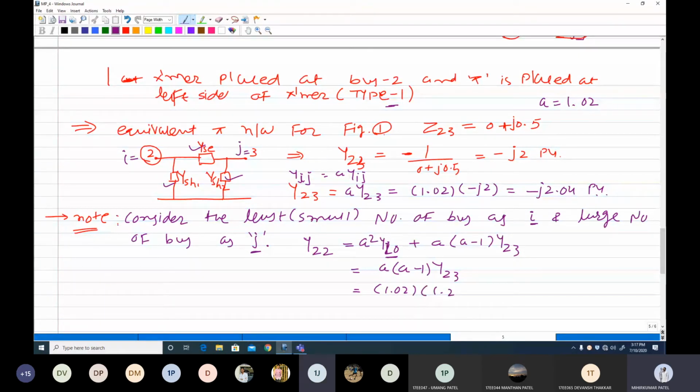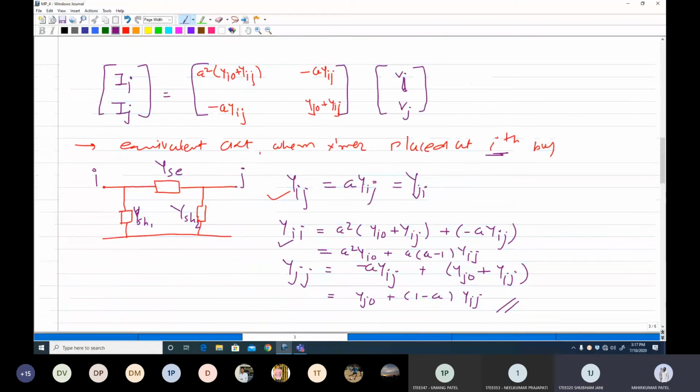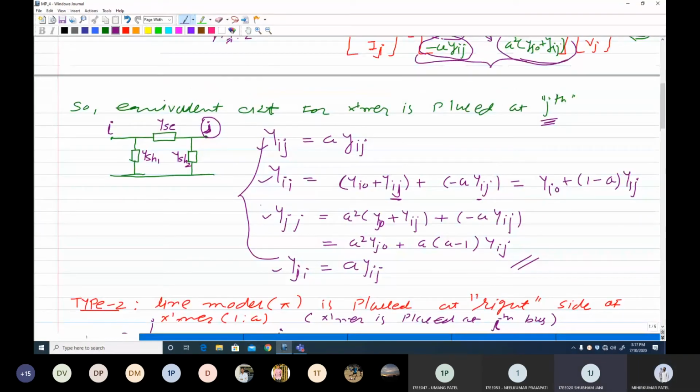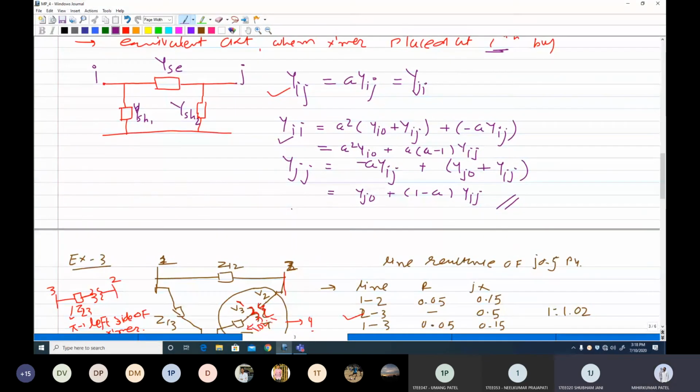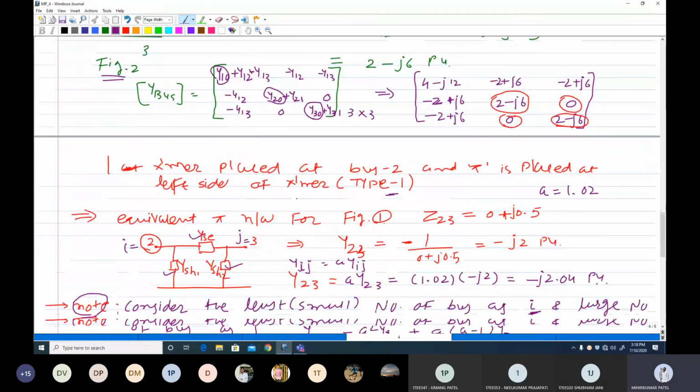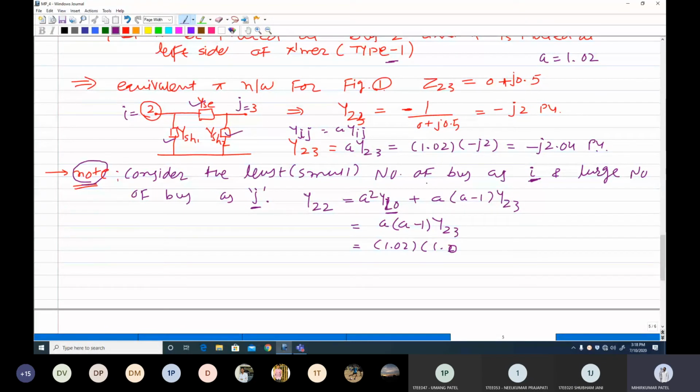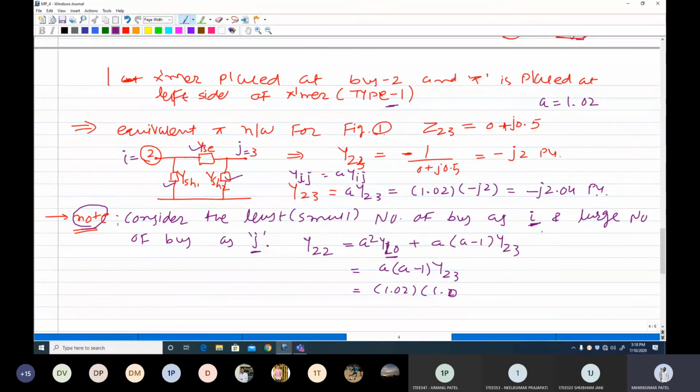Sir, this equation is written for type 2. Sir, won't this be the equation for Y33 instead of Y22? Why won't it be, brother? That is right, it should be. Wait, a question should come. But what I have said here is the type 2 equation. Consider the smallest number as I. Clear? Yes sir, the equation for YII in type 1 is this, right? Yes sir, in that, 1 minus A into Yi. Yes, just one minute, understand. Here we said that our transformer is connected at the ith bus.